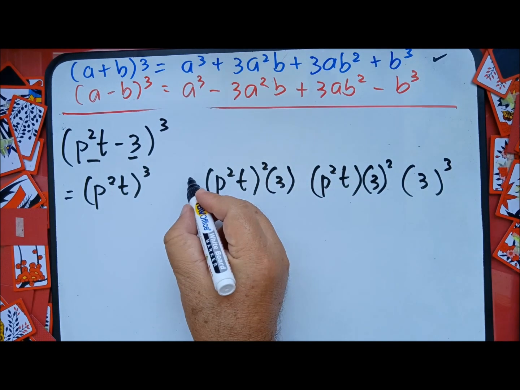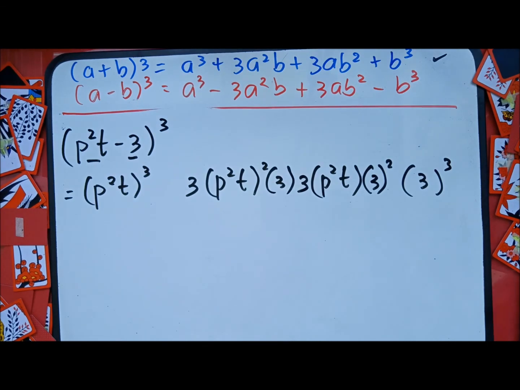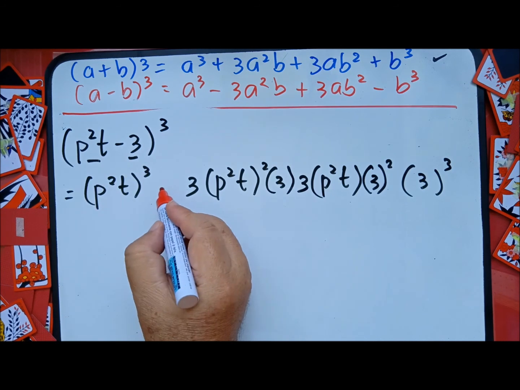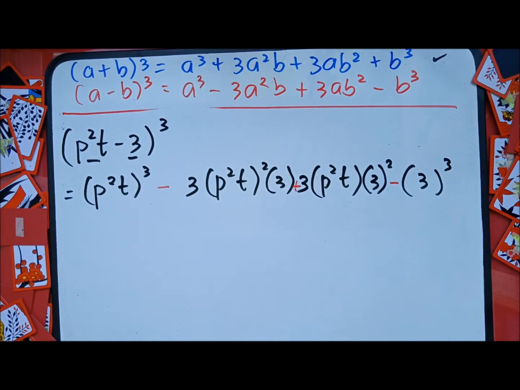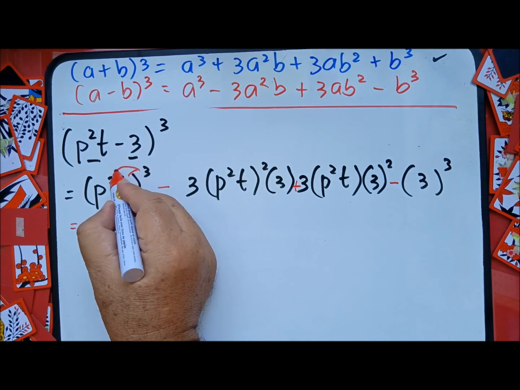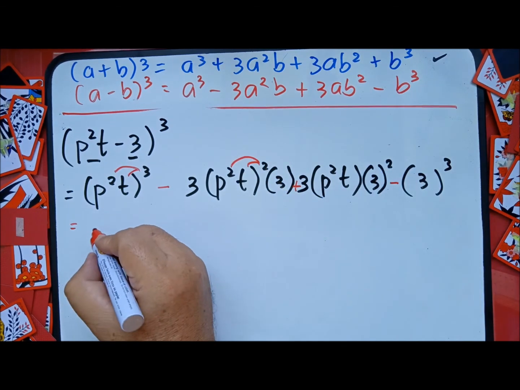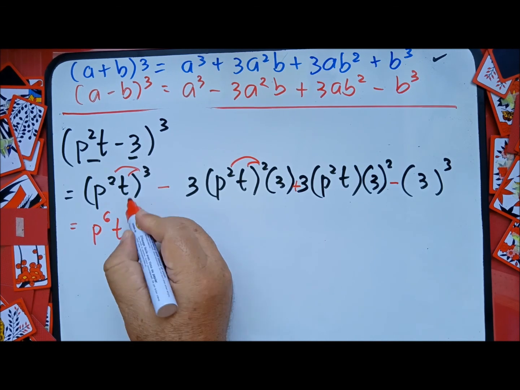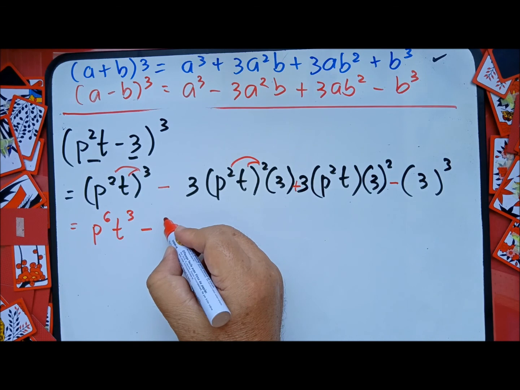Then, add 3 on the middle terms. Now, what will be your sign? Since this is negative, this will become positive, this will become negative, this will become positive, this will become negative. Now, let's simplify. Distribute. So this will become what? 2 times 3 is 6. Cube. Minus 3.